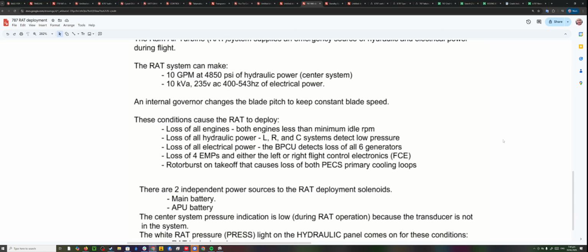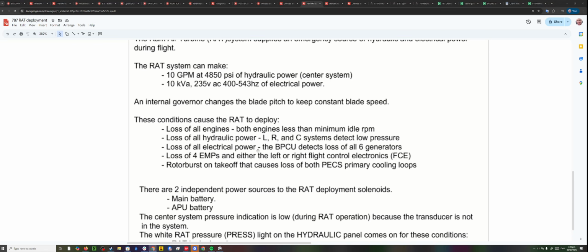It does have a minimum speed of 120 knots before it won't really work properly. Anyway, here are the conditions that cause the RAT to deploy. Once again, loss of all engines, both engines less than minimum idle RPM. Minimum idle RPM, not pressure corrected N2, not safe idle at 11,000 feet. Minimum idle RPM, that's 50% N2 rotational speed, roughly. Then, loss of hydraulic power, left, right, and center, detect low pressure.